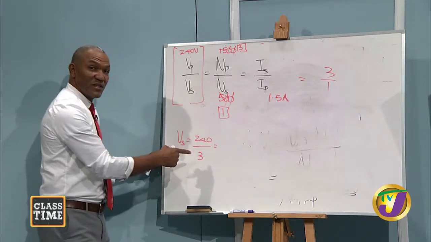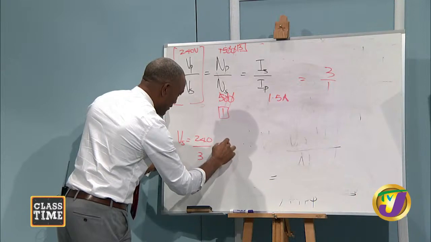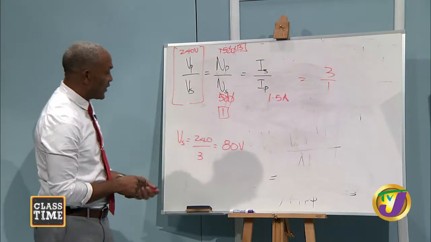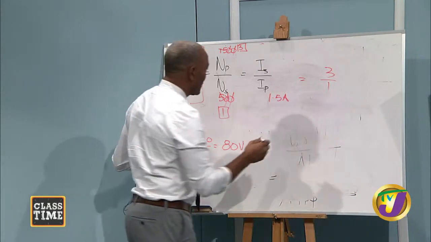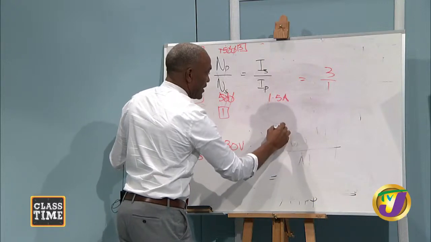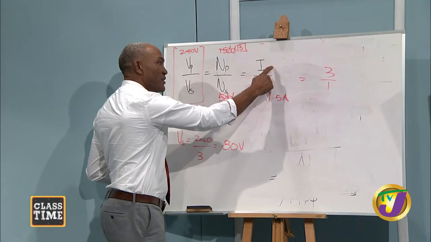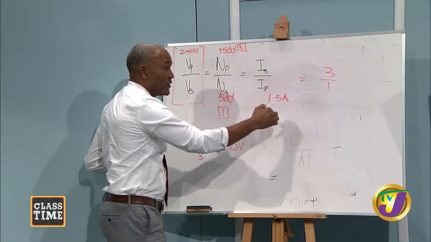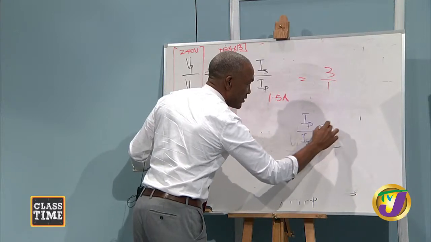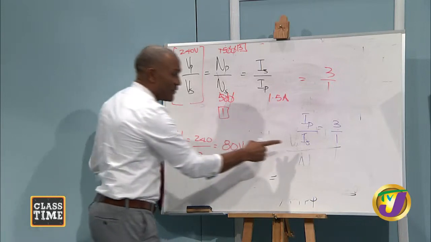240 divided by 3 gives me 80 volts. All right? And then I move over here and I will do the same thing. This one should be 3 over 1 again. That means I should have a fraction that when I divide by 3, I get 1.5, because IP over IS is equal to 3 over 1. See that? But I already have IS.